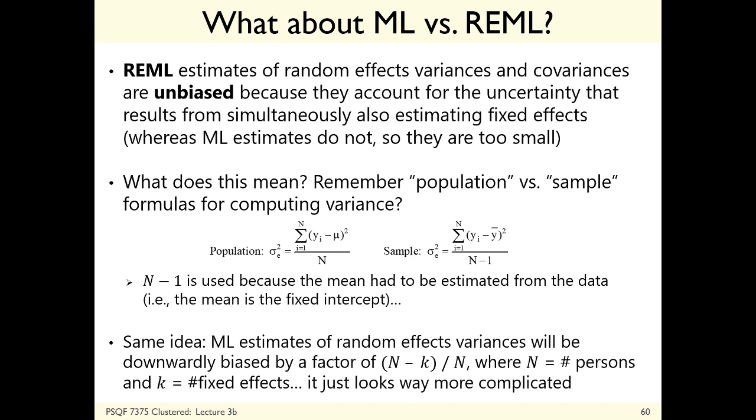You haven't estimated anything yet. You have N degrees of freedom left over. If you did have to estimate your sample mean to get your variance, then it's N minus 1. And for every fixed effect that you have to estimate to create Y hat, the predicted outcome, it's N minus that many fixed effects. So if you acknowledge the fact that you are having to figure out what fixed effects are given your variance components, you're accounting for degrees of freedom, that's REML. If you're not acknowledging that, that's ML. So ML estimates of random effects are going to be downwardly biased by N minus K over N. If you have enough level 2 units, it doesn't matter. But that's why we use REML.